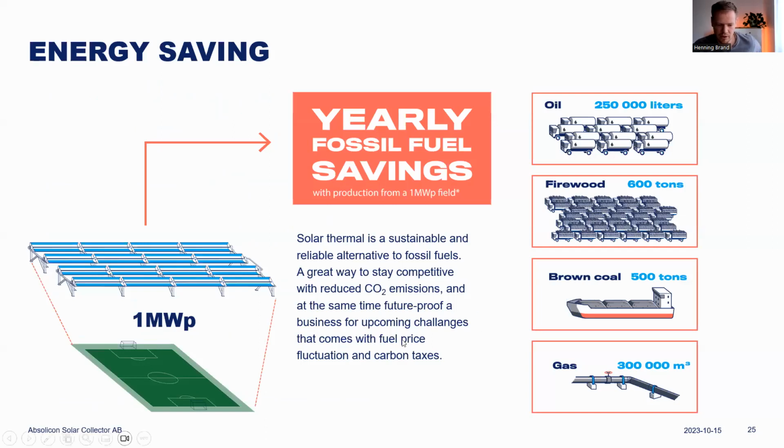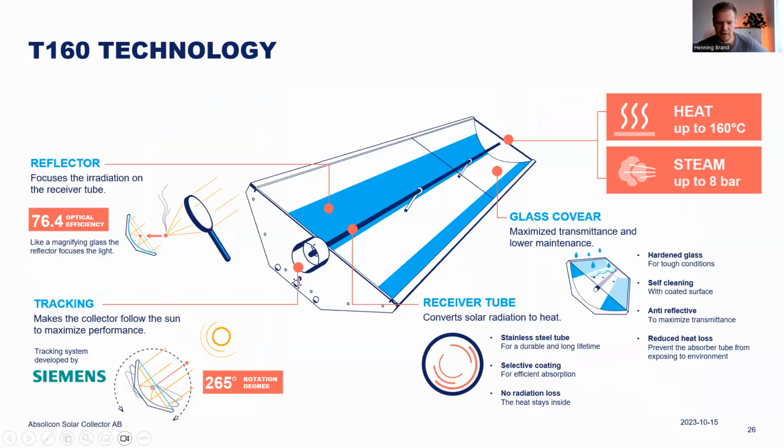If we look at one soccer pitch, we can fit 1 megawatt peak on such a field, and that can replace 250,000 liters of oil, 600 tons of firewood, or 5,000 tons of brown coal, or 300 cubics of gas. So that's how much energy you can expect from a field like this.